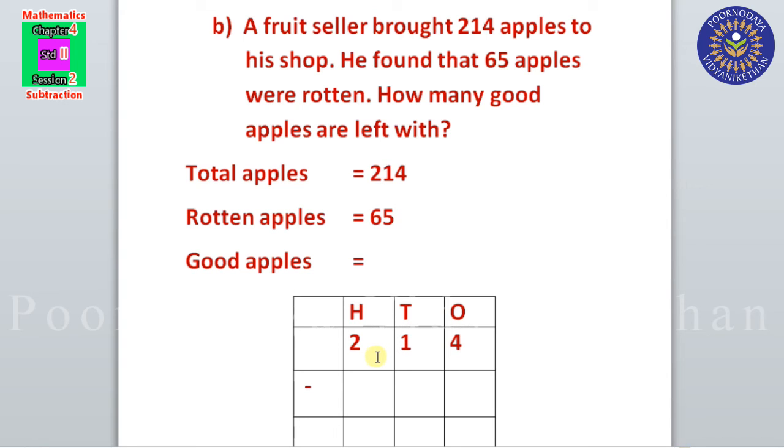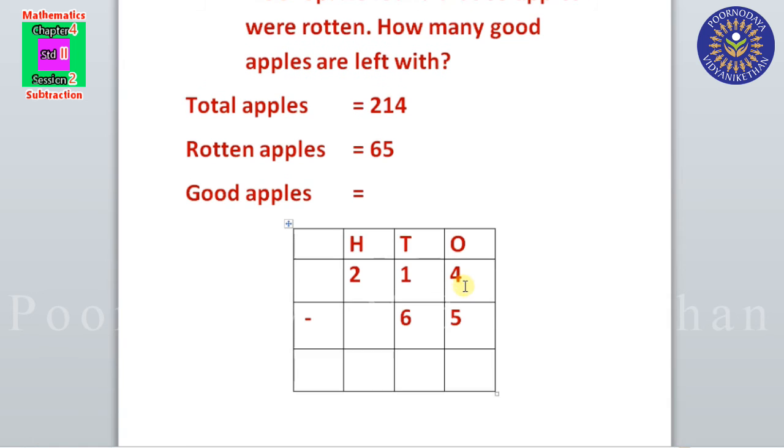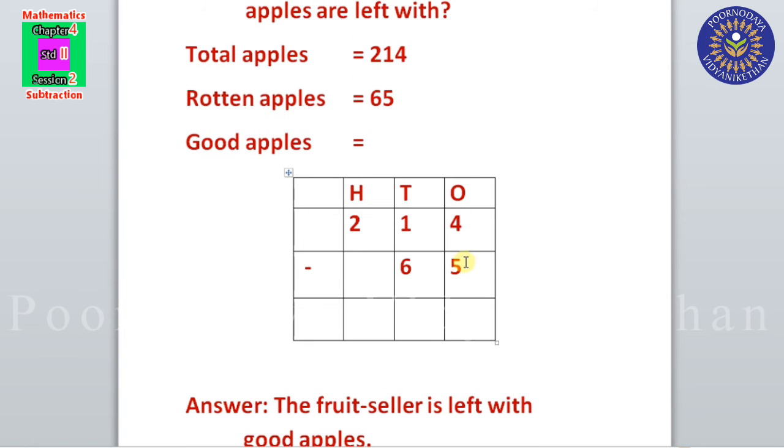214. Clear? In ones place there is 4, in tens place there is 1, and in hundreds place there is 2. Then subtract 65 from this number. Write 65 like this. Now we have arranged the number like this. Now look at ones place. 4 minus 5. We know 4 is smaller than 5, so it is not possible to subtract.